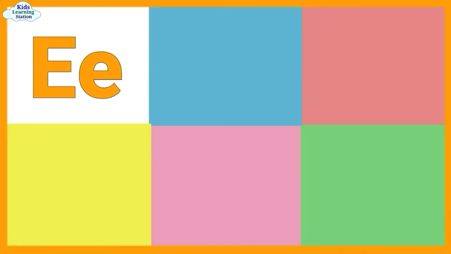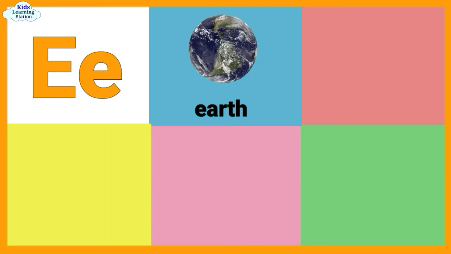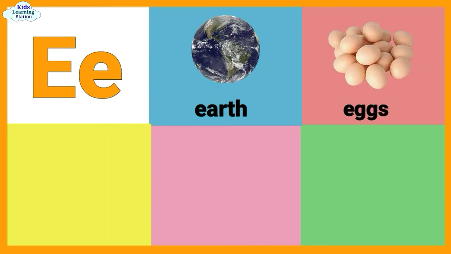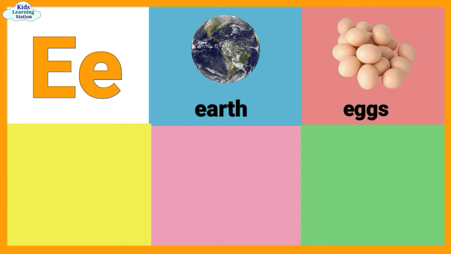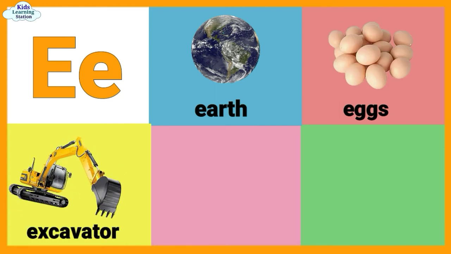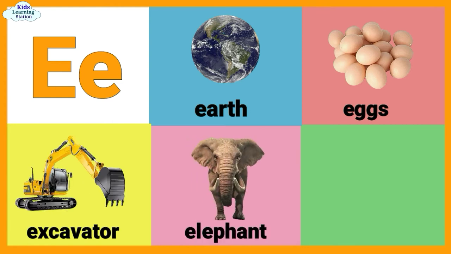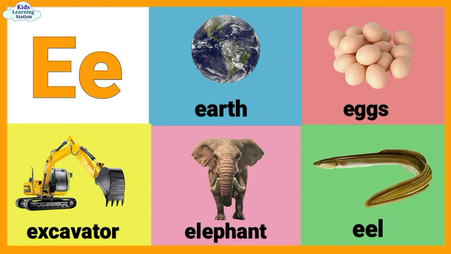E is for earth. Earth. Eggs. Eggs. Excavator. Excavator. Elephant. Elephant. Eel. Eel.